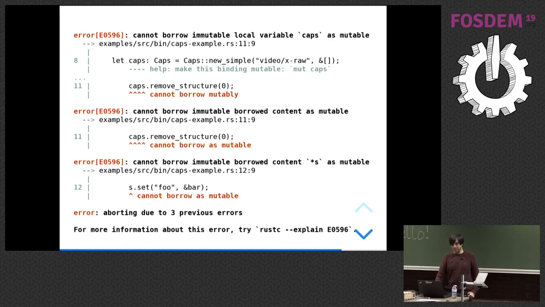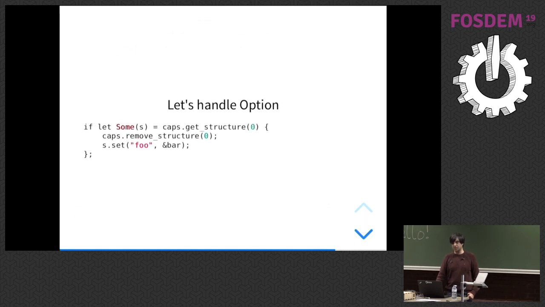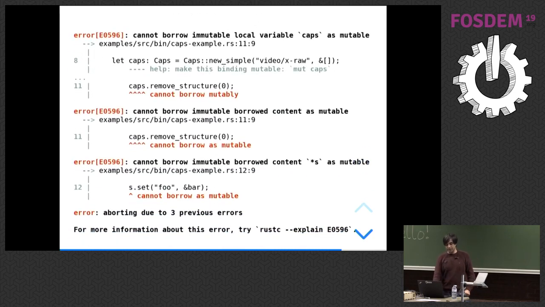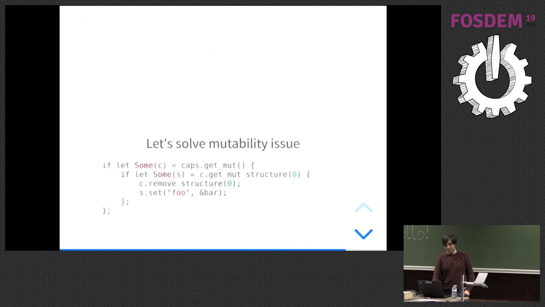You have a problem that you're trying to modify something that is not marked mutable. The return value of this get structure, when you get something, is not marked mutable, so you cannot mutate it. And you are trying to do it when you say caps.remove_structure, and you are doing s.set. Both things are modifying something, so they need a mutable reference to work with. So that's why you're getting all these errors.